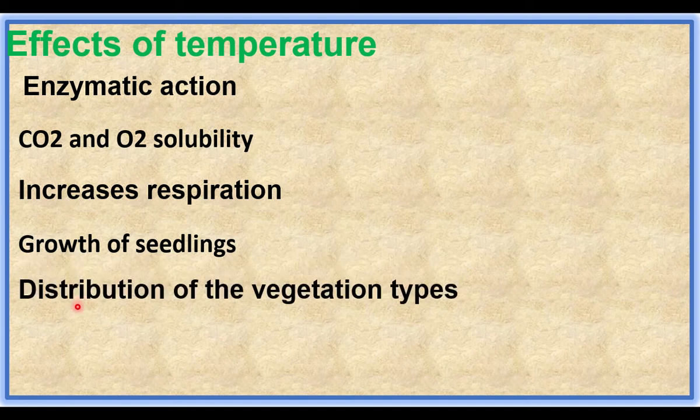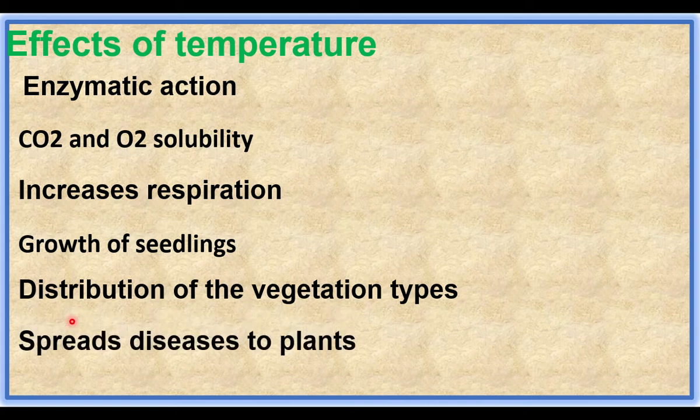The temperature influences the distribution of vegetation types that we discussed while learning the latitude and altitude. Very low temperature with increased atmospheric moisture spreads plant diseases.